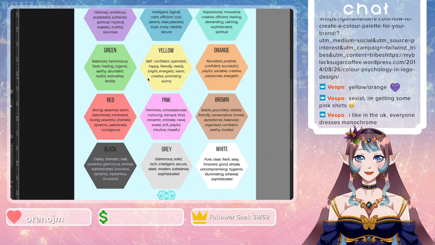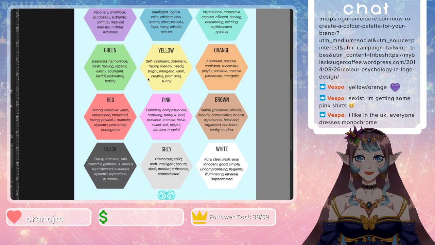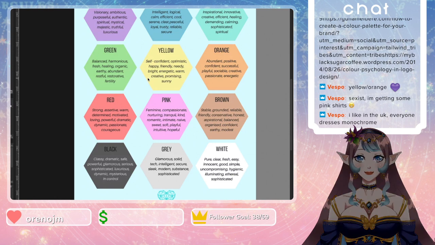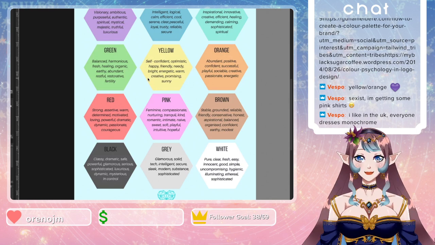I totally butchered the pronunciation, but that's okay. It's safe. It's powerful, it's glamorous. It's serious, it's sophisticated, it's luxurious, dynamic, mysterious, and control. It's black. It's a stable color. That's a neutral color. It goes well with everything. It's sleek. It's nice to look at. Doesn't burn my eyes because it doesn't reflect as much light.